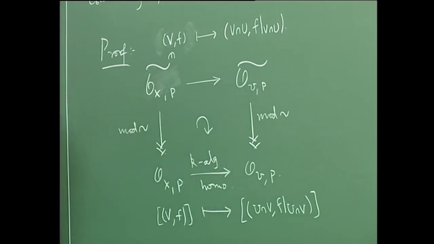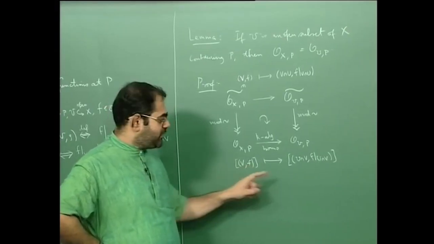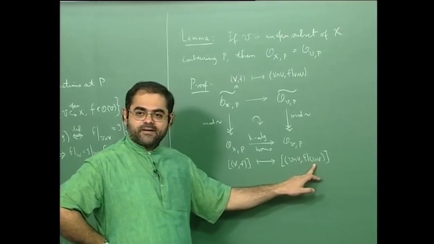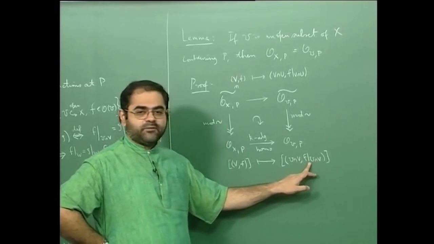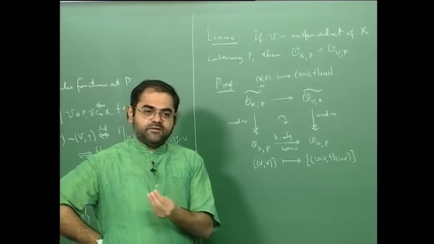It's going to preserve addition and multiplication. It's going to take the 0 element to the 0 element, and it's going to take 1 to 1. So you can almost see that the germ of F at the point P, where F lives on V, is going to be literally the same as the germ of F restricted to U intersection V, because after all it is the same function, you have just restricted it, and it should define literally the same germ.